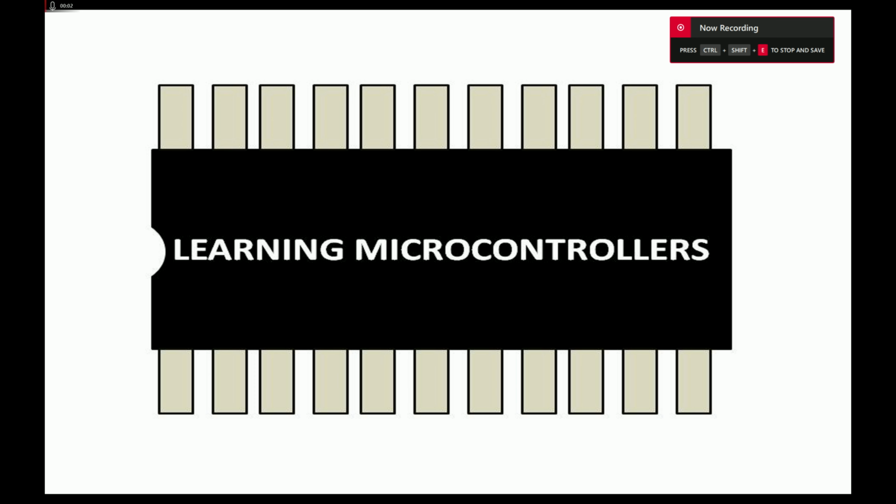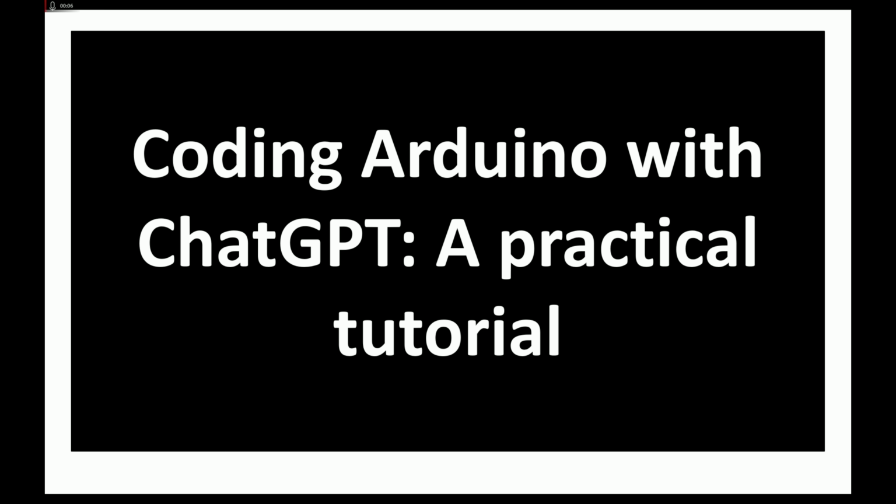Hello guys, welcome to learning microcontrollers. In this video I will show you how we can do coding of an Arduino Uno by taking help from an AI tool like ChatGPT or DeepSeek or whichever you prefer. I will prefer ChatGPT, and I will show you a practical application as well. We will be writing a code to blink an LED just for demonstration, and this will be a step-by-step demonstration. So let's get started.